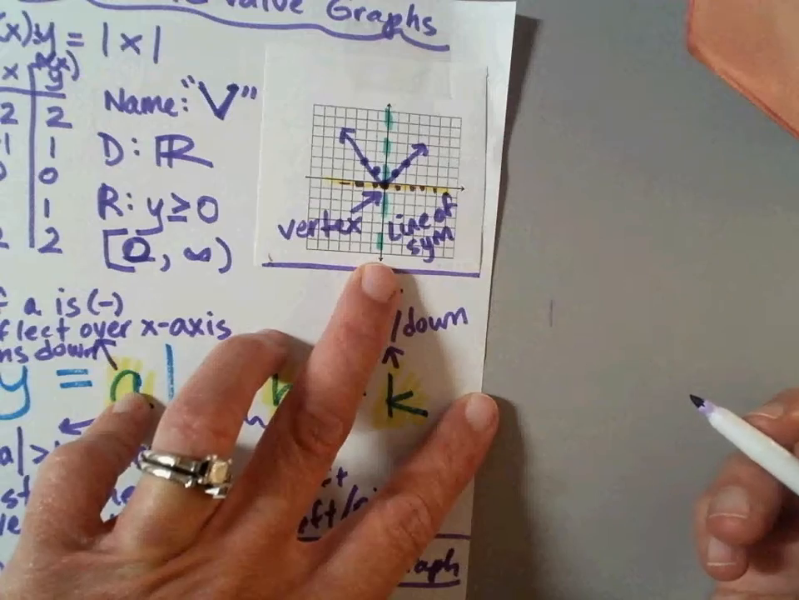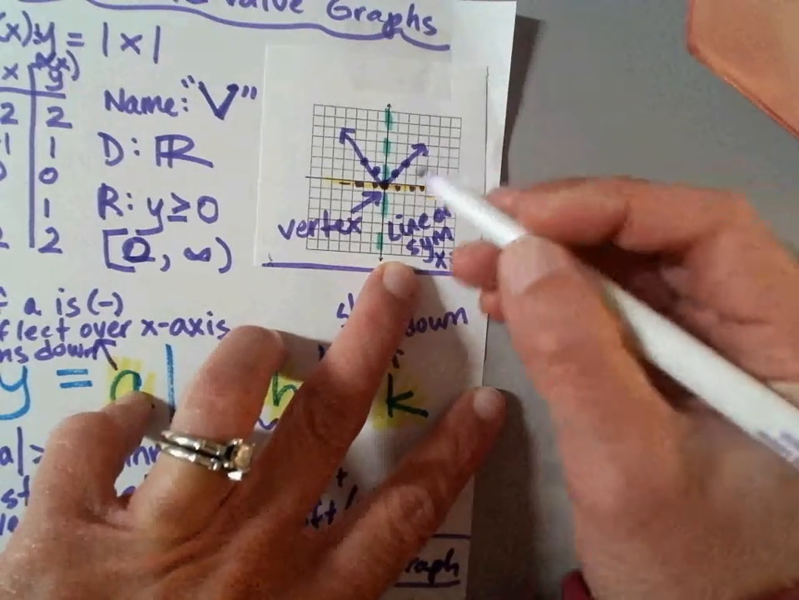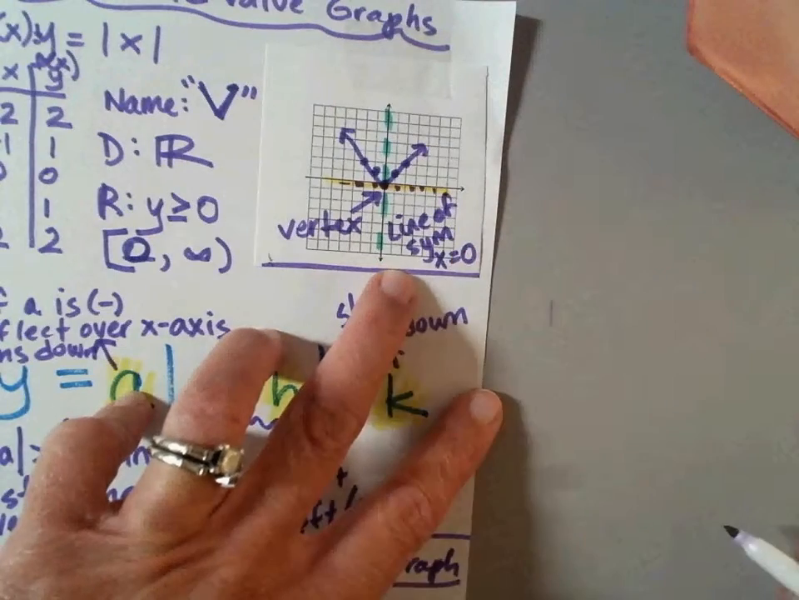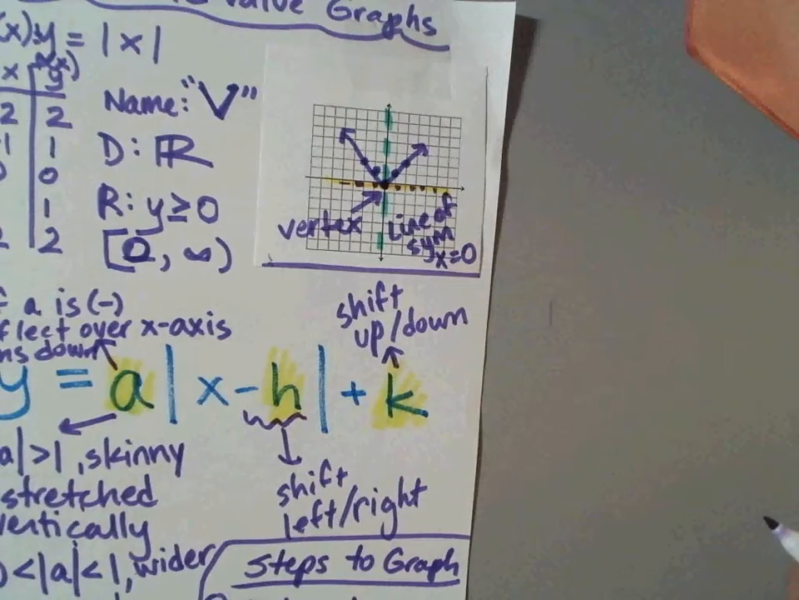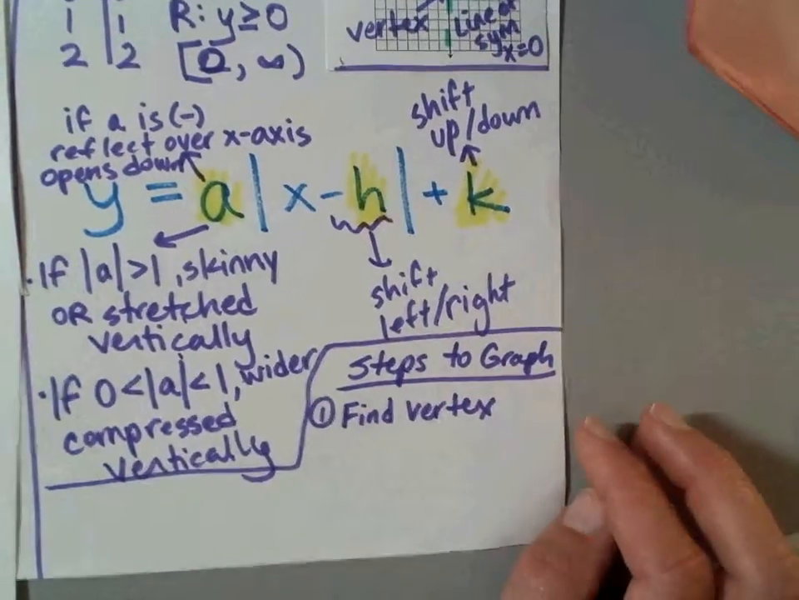X. And what's x equal for this one? X equals 0, because it goes straight through the vertex. That's 0, 0. So if I ask you for the equation of the line of symmetry, in this example, it would be x equals 0. All right. Gosh, lots of geometry coming back to you, too.